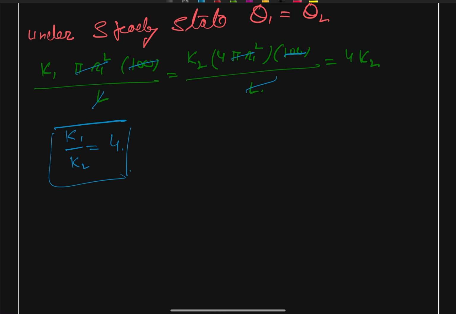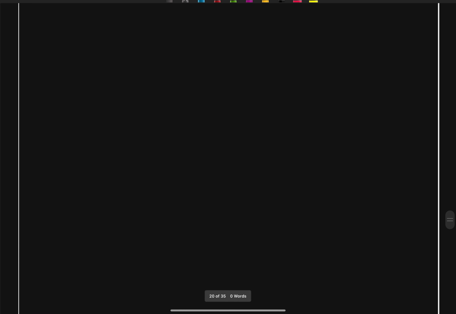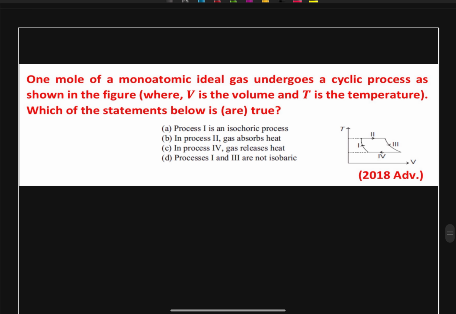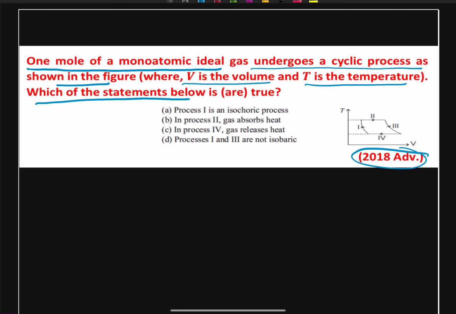Okay. Next question. It was asked in the year 2018 Advanced and it states that 1 mole of monatomic ideal gas undergoes a cyclic process as shown in the figure. V is the volume, T is the temperature. Which of the statements below is or are true?